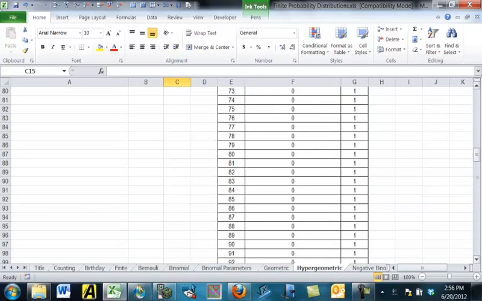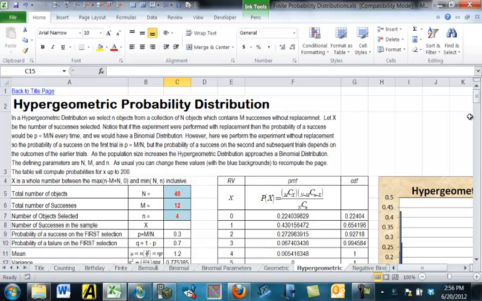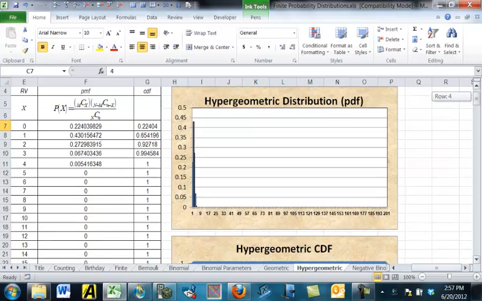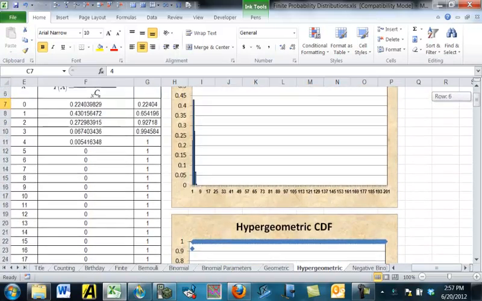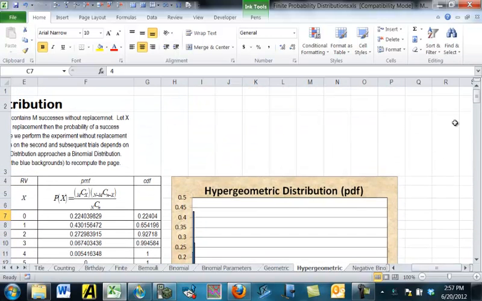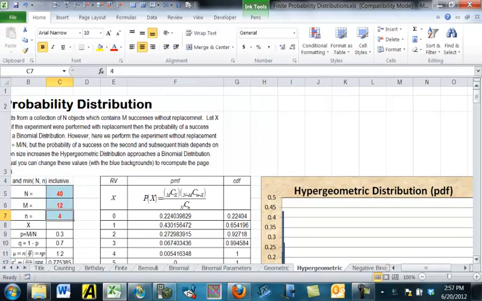Hypergeometric. In a hypergeometric, we start with a certain number of objects, in this case 40. We have a certain number of successes, in this case 12, and we're going to choose 4, and we want to count the number of successes. Okay, and that's going to be your random variable. X is counting the number of successes. Okay, but notice that since we're doing it without replacement, the probability of a success changes each time.